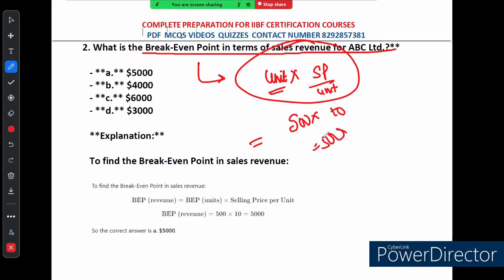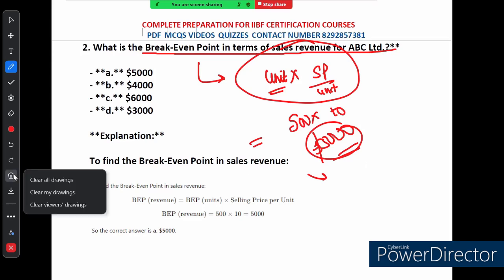So the break even point in terms of sales revenue is how much? $5,000. So what does this $5,000 represent? It is the total amount of revenue that ABC Limited needs to generate to cover both its fixed and variable cost. In other words, if ABC Limited brings in $5,000 from selling its widget, it won't make a profit, but it won't incur a loss either. It will just break even. Right? So earlier we calculated break even point in terms of unit, and now we calculated the break even point in terms of sales revenue.